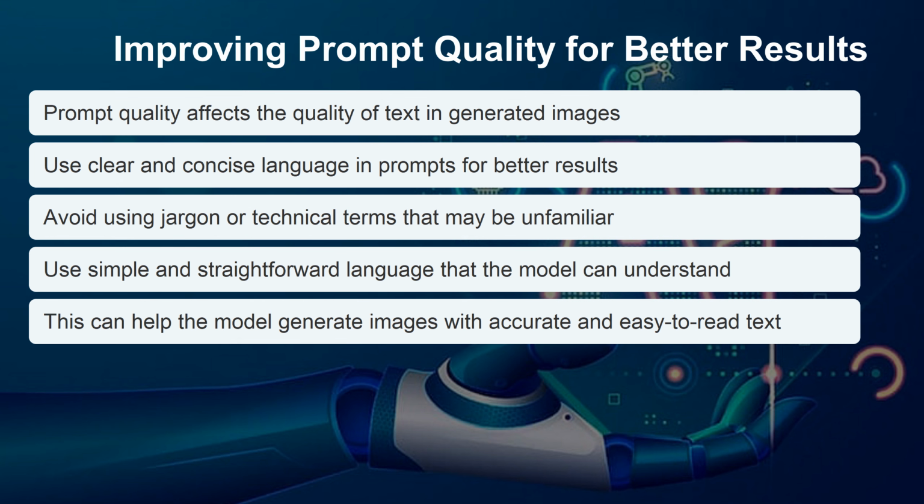You should also try to provide as much context as possible in your prompt. This can help the model understand the content of the text and generate an image that is relevant and accurate. For example, if you are generating an image of a product, you may want to include information about the product's features and benefits in your prompt. This can help the model generate an image that is informative and engaging.